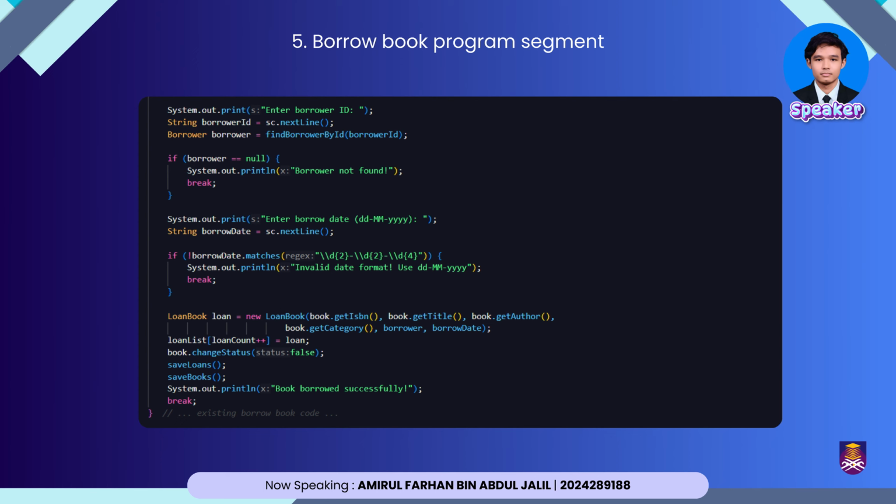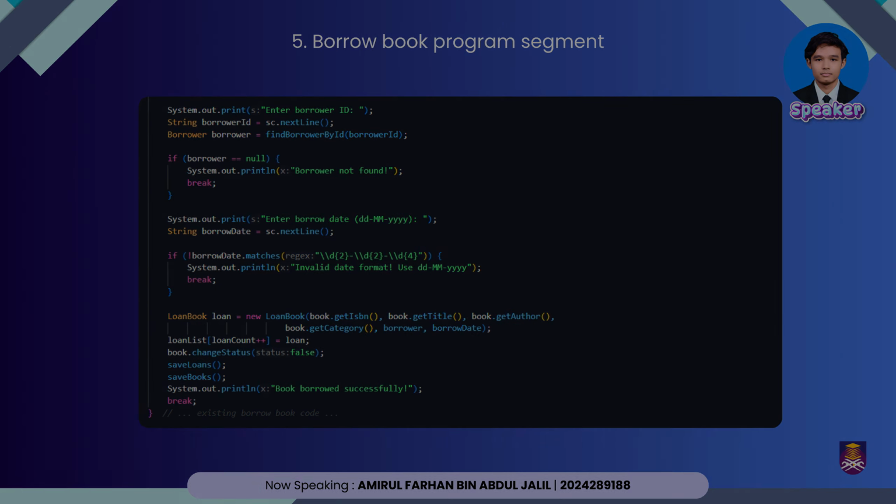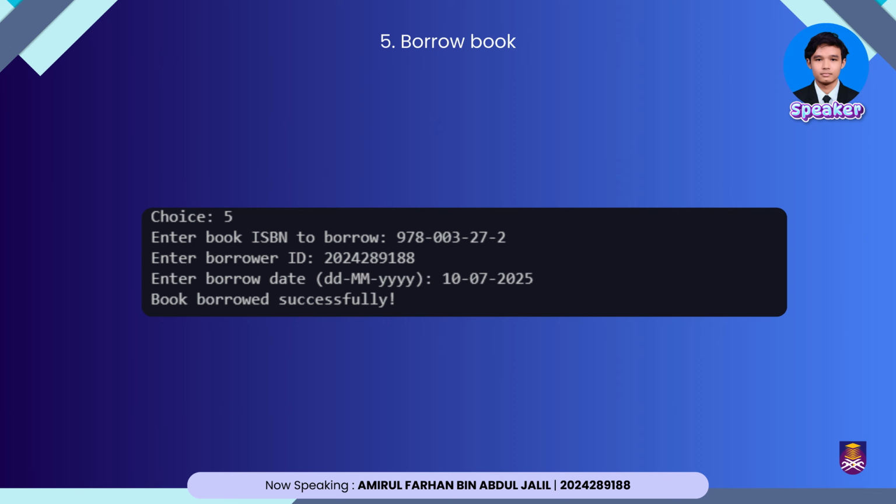And after that is done, a loan book object is created and added to the loan list. The book status is updated to available. So this is our sample output, where we enter the ISBN of the book, the borrower ID and the borrow date. Then the book borrow is successful.